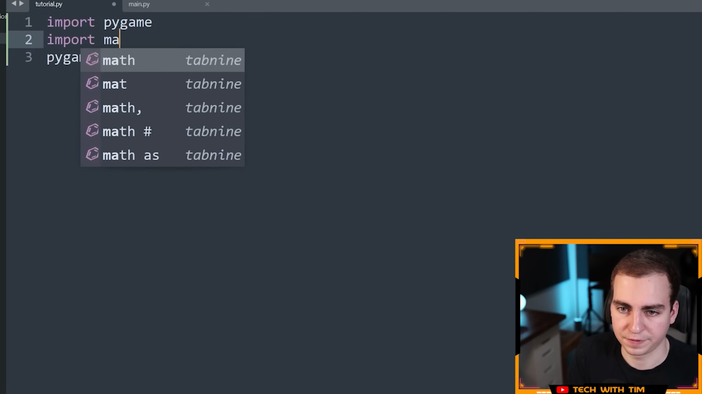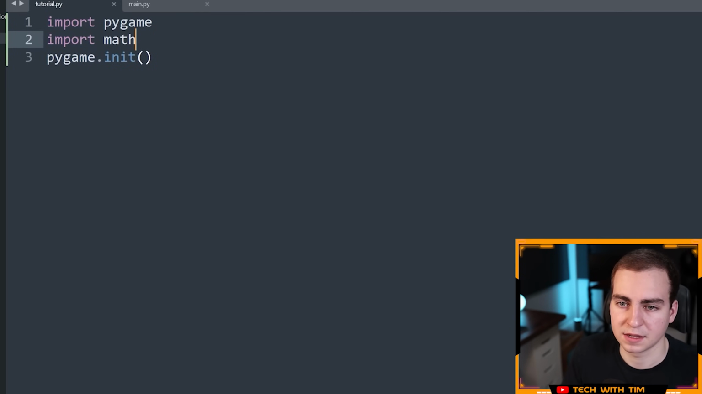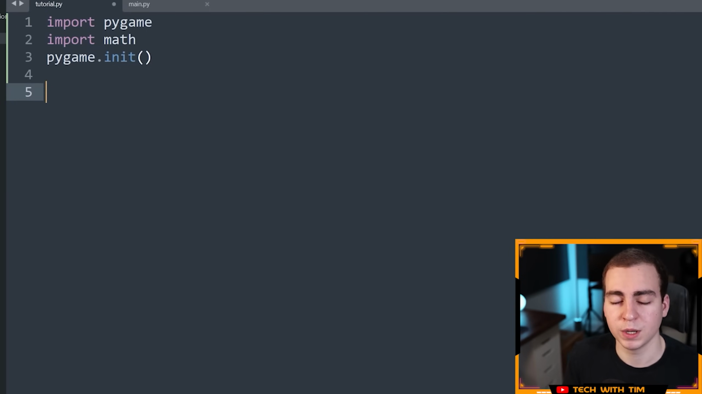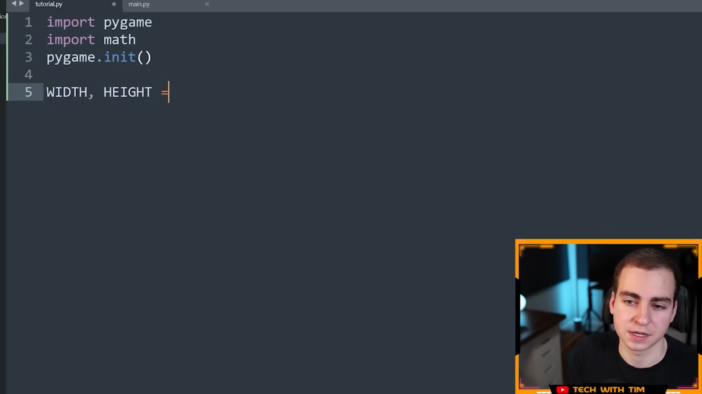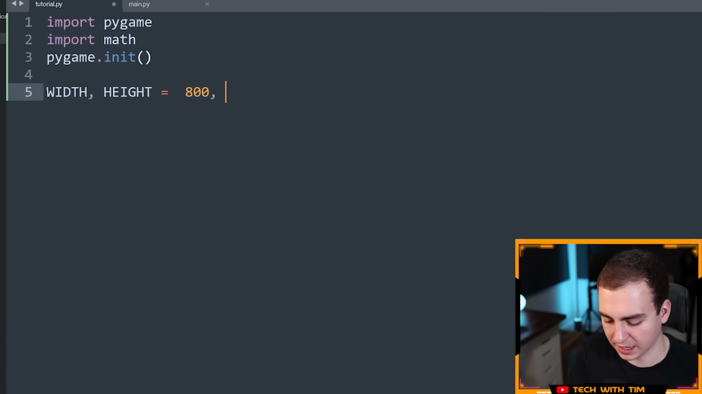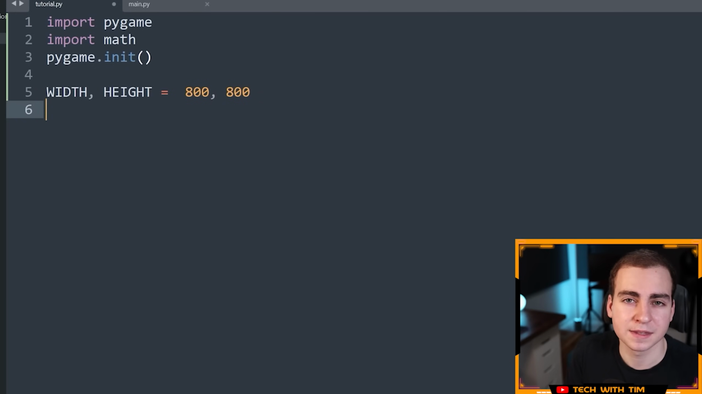I'm also going to import the math module because we're going to have to use that in this code. Okay, so continuing, since I'm using Pygame, the first thing I want to do is set up my Pygame window. Now to do this, we need to pick a width and height in pixels for our window. So I'm going to say the WIDTH, HEIGHT in all capitals because this is a constant, is going to be 800, 800. You can make this whatever width and height you want, but I recommend you make it square.